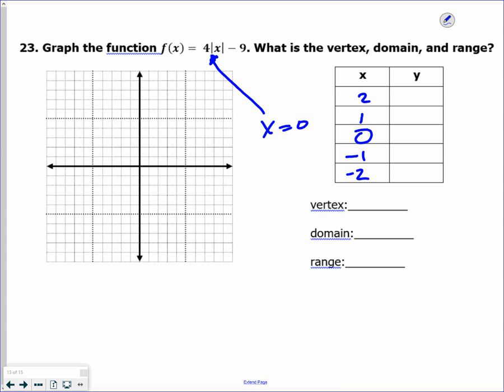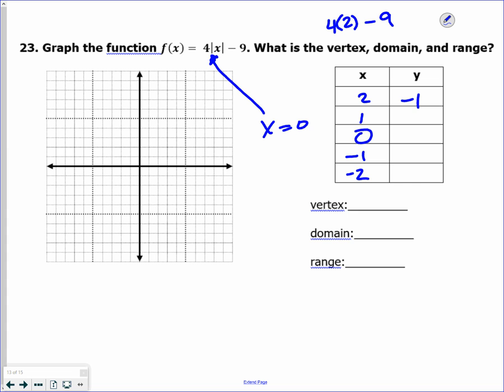So if I plug 2 in for x, I would get 4 times the absolute value of 2 minus 9. So the absolute value of 2 is 2. I'm going to write this out here. The absolute value of 2 is 2, minus 9, so I get -1. So I do each one of those points. I plug 1 in for x, I plug 0 in for x, and so on. So I'm going to fill out my chart here.